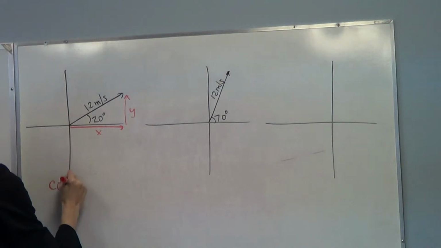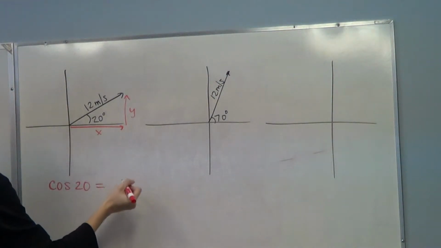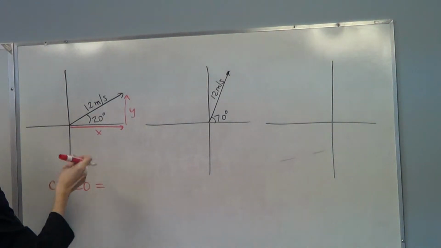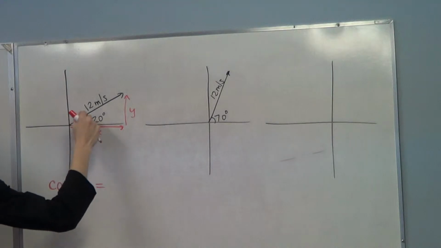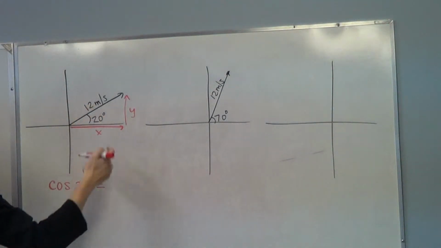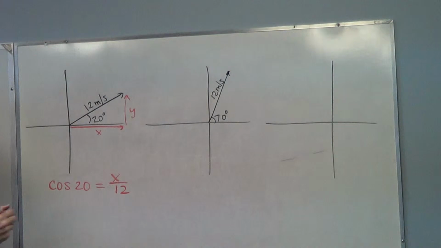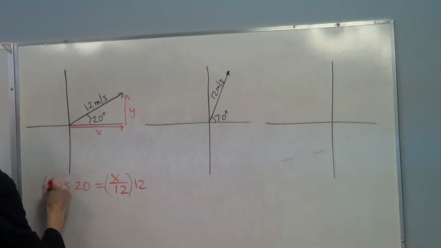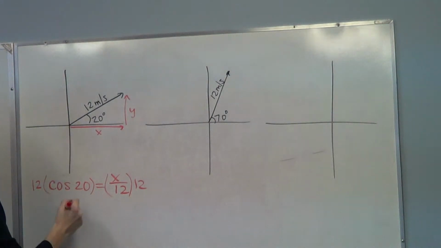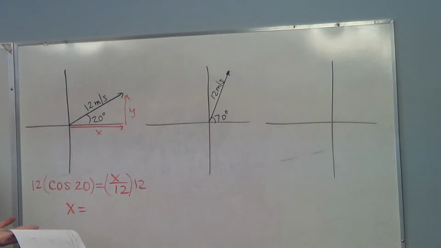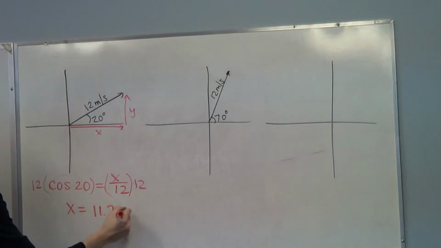Cosine of 20 equals, well, we have to set it up as an equation first. So the cosine of 20 is, cosine is adjacent over hypotenuse. So that will be x over 12. Right? And then we have to multiply by 12 to get the x. So x will equal 12 times the cosine of 20, which is 11.27.